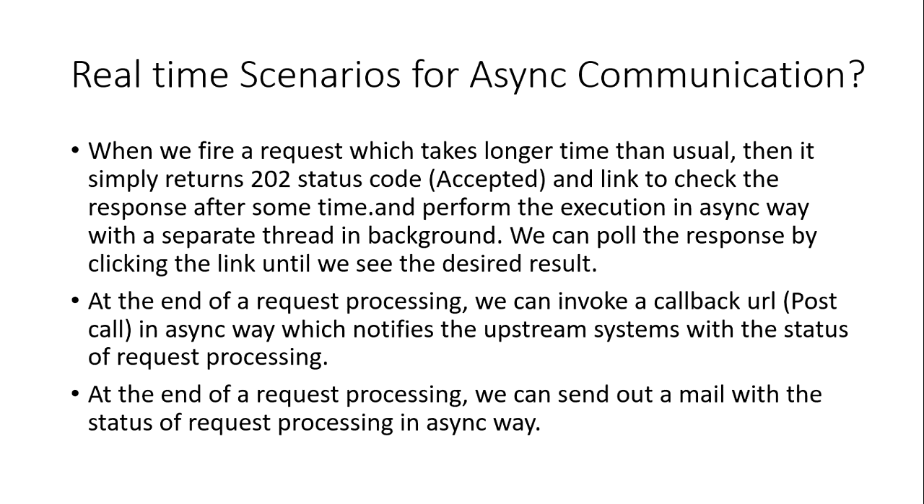The first scenario, if you see here, is when we fire a request which takes longer than usual. Then it simply returns a 202 status code, which is nothing but accepted, and a link to check the response after some time. So what it returns immediately is the status code 202, and it will return some link saying that you can cross-check the response by clicking on this particular link after a few seconds or something like that.